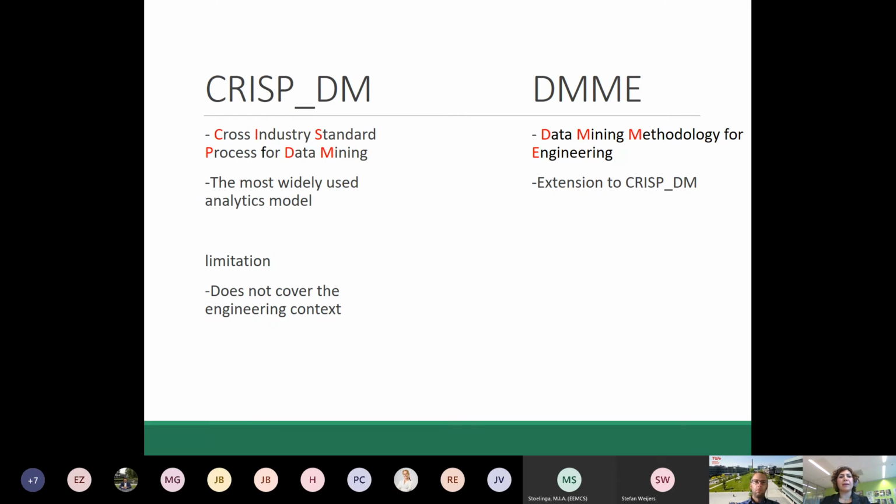PdM is a very famous and widely used analytics methodology. It is the abbreviation of cross-industry standard process for data mining. However, it has some limitations. It does not cover the engineering context, and it is not about production of data. To overcome this limitation, there is another document which is an extension to PdM: data mining methodology for engineering. In the following slides, I will explain the structure of PdM and DMME, and then I will link it to the deliverable of PrimaVera.